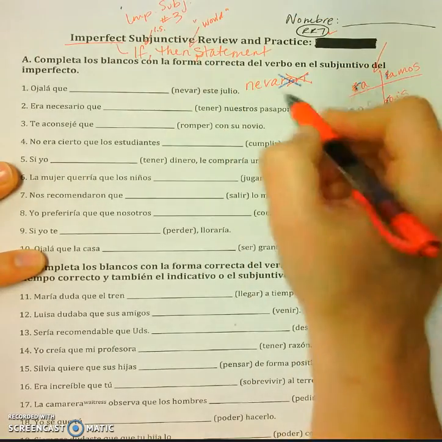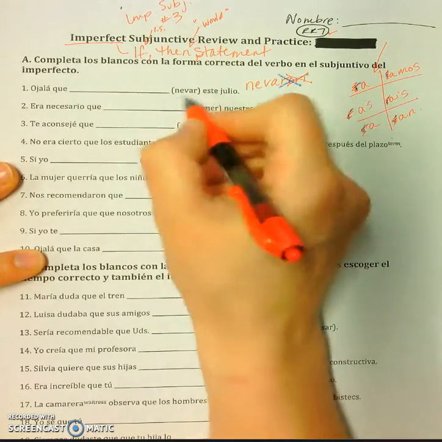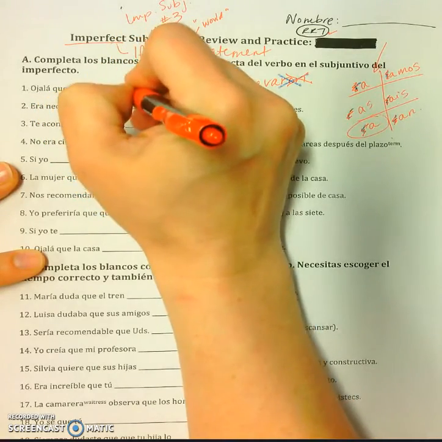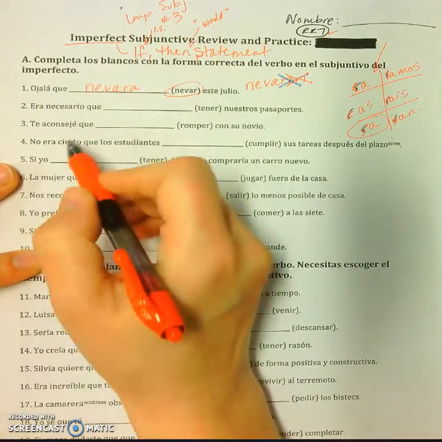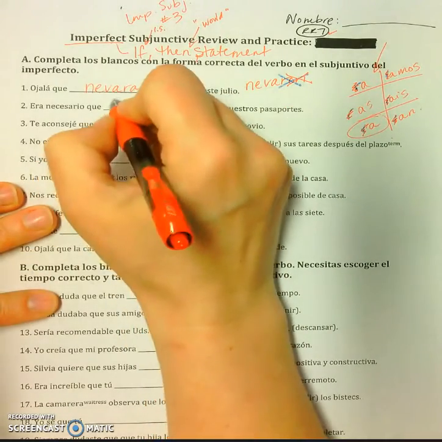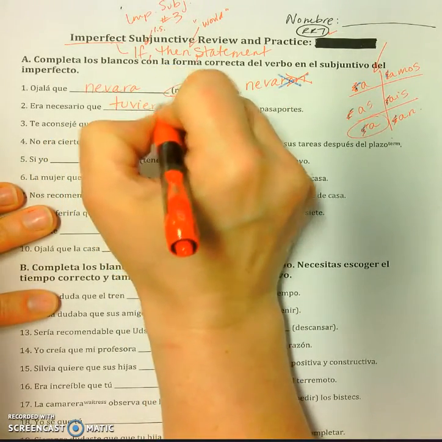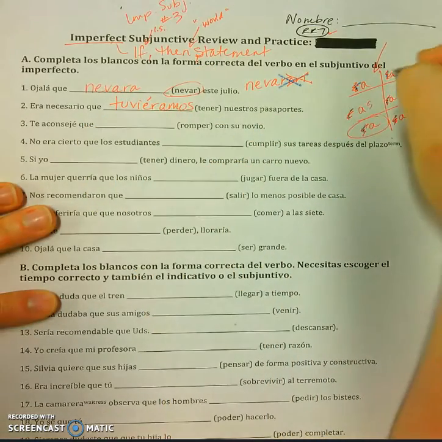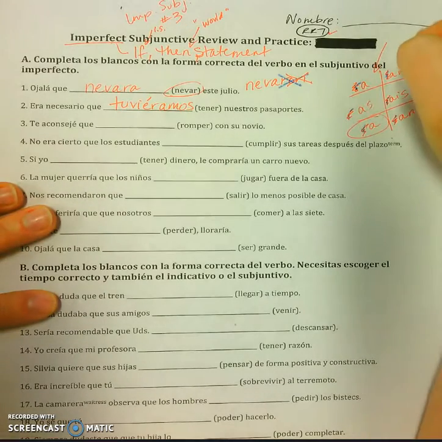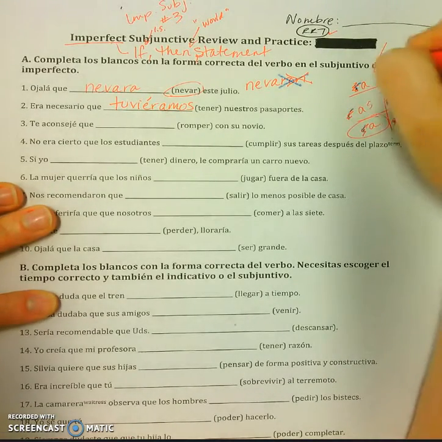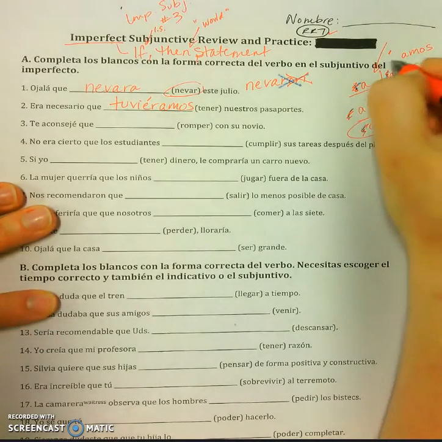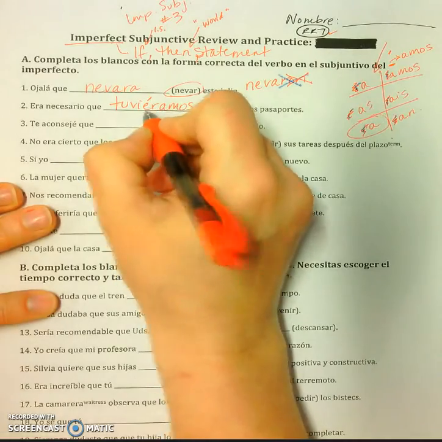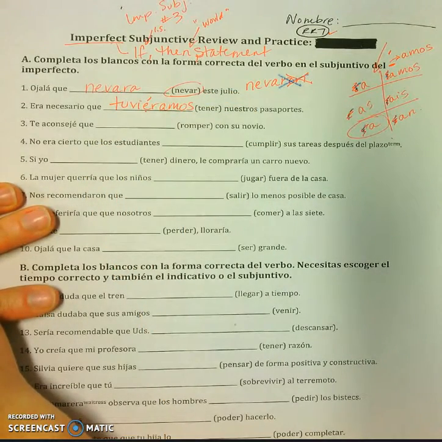All right, so then I'm going to add that ending on, and if I'm talking about weather events, it's always this bottom left box. So nevara. Era necesario que tuviéramos nuestros pasaportes. So when you're looking at this, the chart actually looks like this. It says amos, but then it has an accent before it, which implies that the vowel before the amos is where you're going to put the accent. Does that make sense? So tuviéramos.